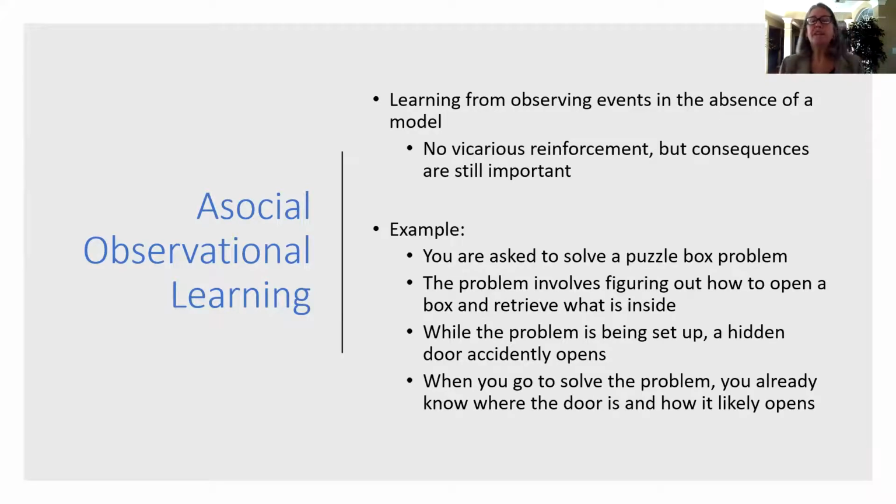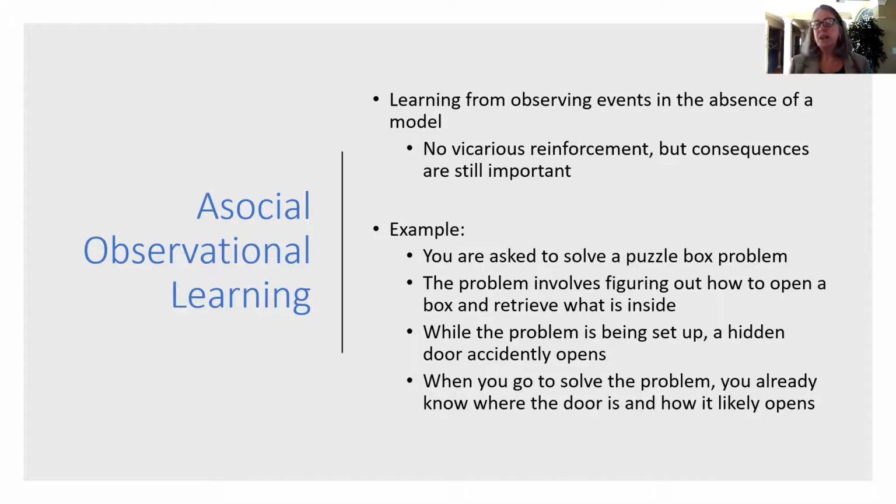So an example here is you're asked to solve a puzzle box problem, and the problem involves figuring out how to open a box and get what's inside. While the problem is being set up, you notice that a hidden door accidentally opens. Now, when you go to solve the problem, you didn't watch someone open the door, but because you know that door is there, you're likely to open it, and you'll know how to open it because you were able to watch that. So it's through that observational learning that you learn how to do that, even though you didn't watch a person or an animal or someone have this happen.